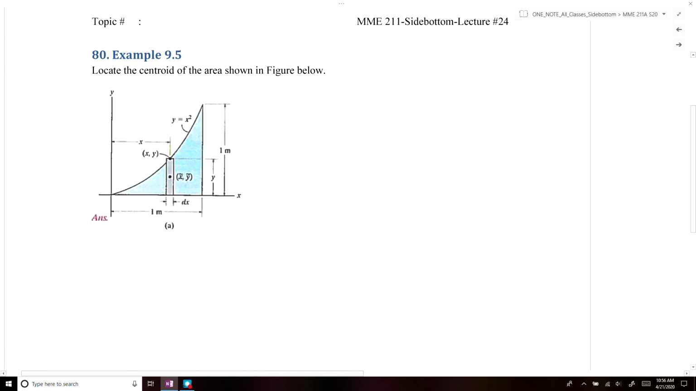So in this example, we're going to locate the centroid of the given area. The first thing we're going to do to find the centroid, so we're looking for x bar and y bar for this given area, is we're going to first define what is our differential element.